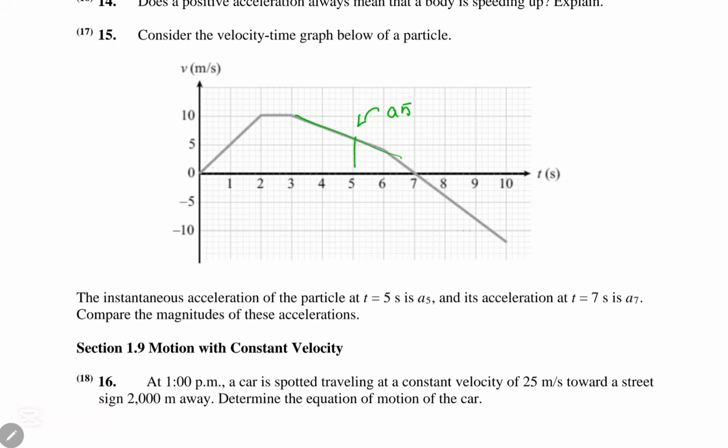And then at time 7, it's what? It's a7. Okay? Now, they want us to compare the magnitudes, very important, of these accelerations. Now, remember what we said. We said the steeper the slope, the greater the acceleration, magnitude-wise, of course. So this has a steeper slope, magnitude-wise. So thus, it has a greater acceleration, again, magnitude-wise. So a7 is going to be greater than a5. Okay, that's it for question 15.